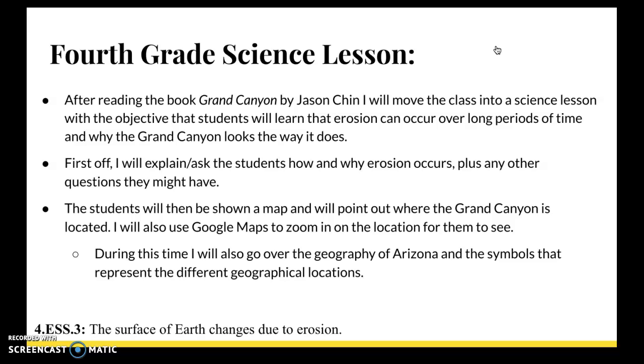I will move on to the science lesson with the objective that the students will learn that erosion can occur over long periods of time and why the Grand Canyon looks the way it does. I will then ask and explain to the students how and why erosion occurs, plus any other questions they might have I will answer. I will then bring up the Grand Canyon on Google Maps and zoom in on the location so they can see it close up. And I will also describe any of the geography of Arizona and the symbols that might represent the different geographical locations at that location. And then the standard for this is the surface of Earth changes due to erosion.